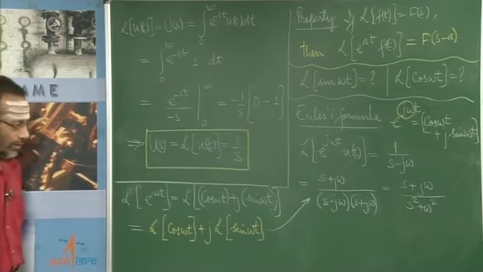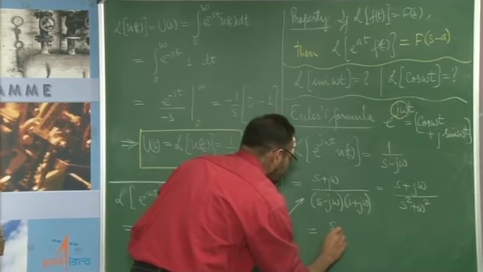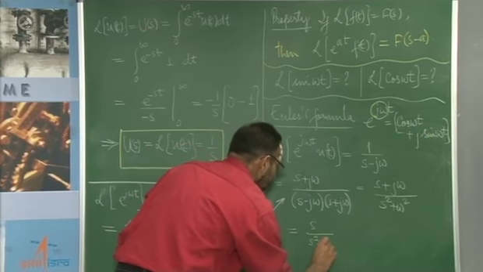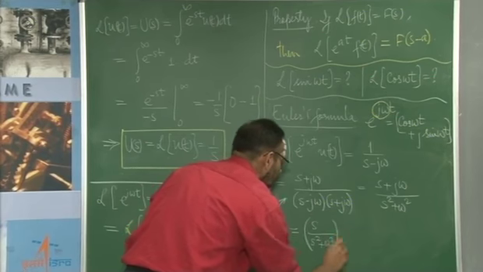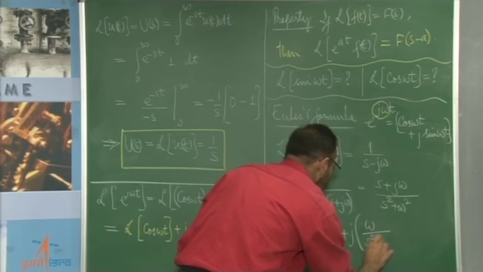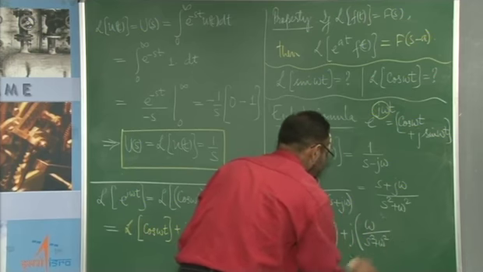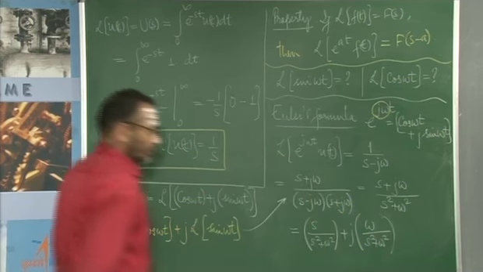Now, what this says is, now we have come from here to here, these two must be the same. If you look at the right hand side here, this turns out to be s divided by s squared plus omega squared plus j times omega divided by s squared plus omega squared.